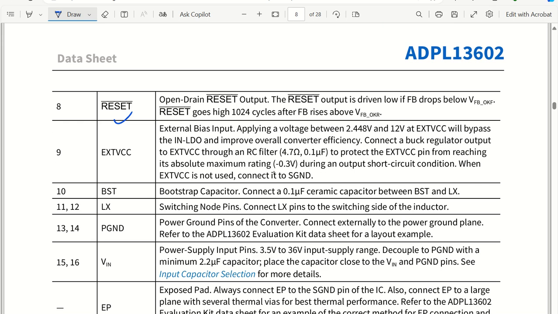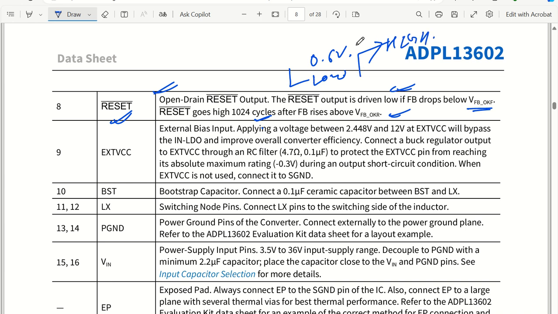Now coming back to this reset pin, if you are utilizing reset, then this is an open drain reset output, and this reset output is driven low if my feedback pin drops below FBOK. Okay, and it goes high if it goes above FBOK. So basically, let's say the feedback pin voltage is 0.6 volt, then if it goes below that, my reset will go low. And when my feedback pin voltage goes above this, then my reset will go high. That's the understanding we should have. Understood?